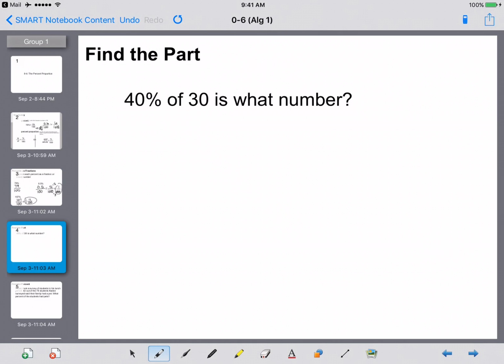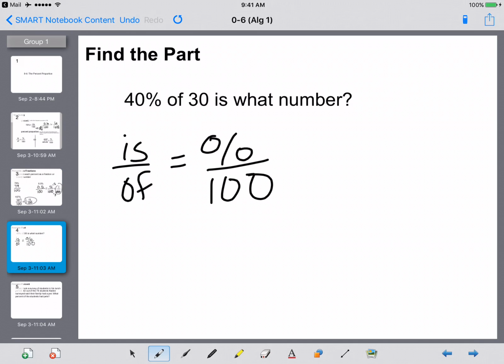Here we want to find the part. So 40% of 30 is what number? So we have our is over of equals percent over 100. Remember, I comes before O in the alphabet, so that's why it's on top. 40%, so we can fill in the percent blank here. 100's always at the bottom. Of 30, so 30 is our of. And then is what number? So we don't know what is.